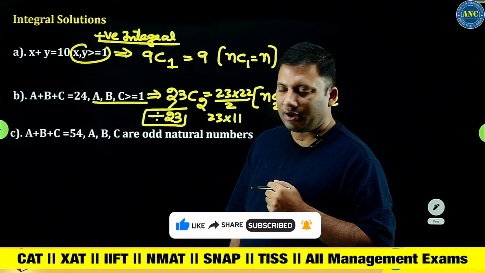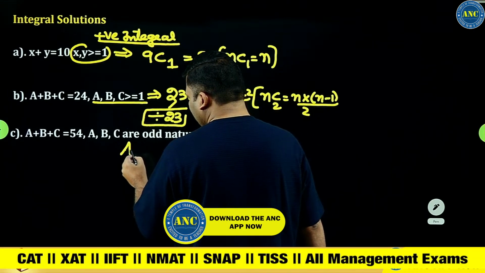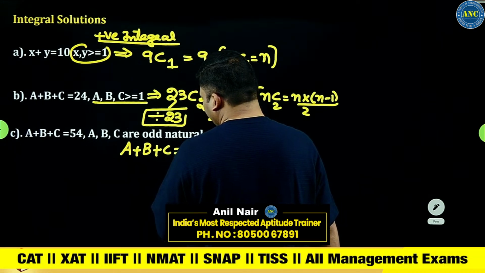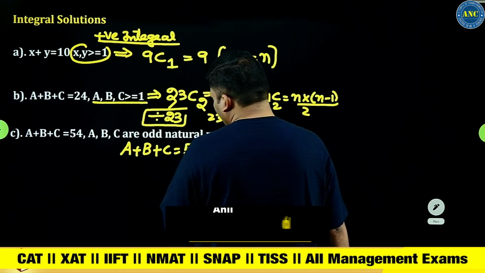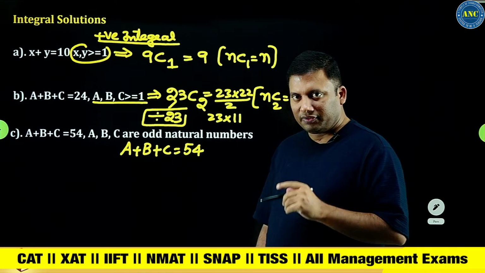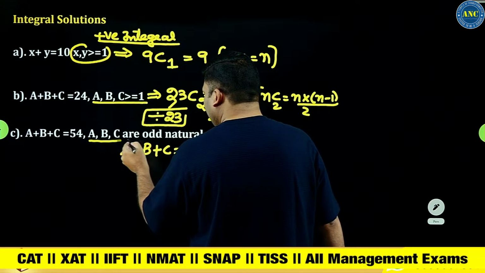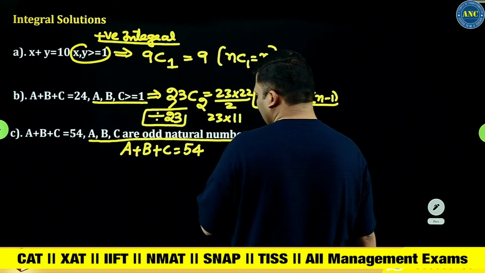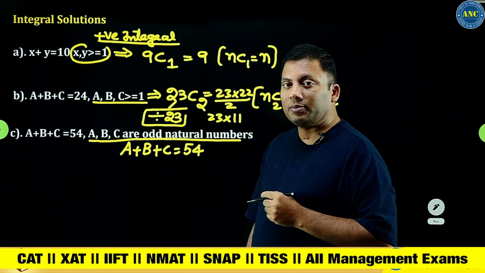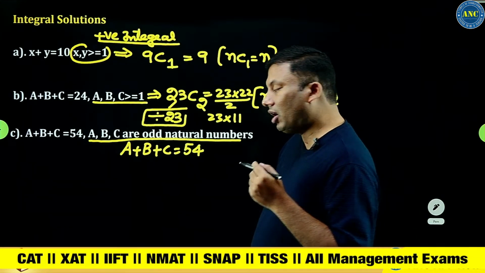Second question, I hope the idea is clear. Third question, A plus B plus C is equivalent to 54. What are A, B, C? A, B, C are odd natural numbers. On the left hand side, how many variables are there? 3 variables are there, and all are odd numbers.